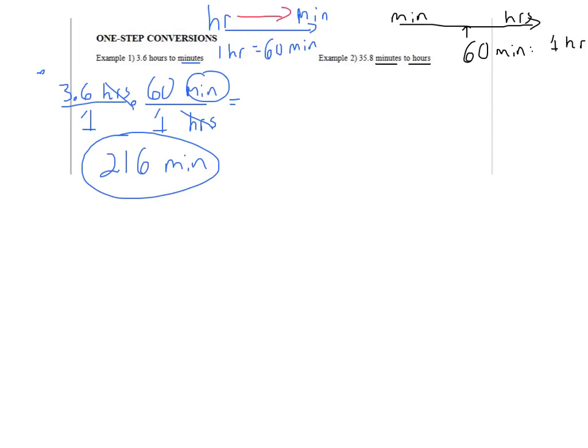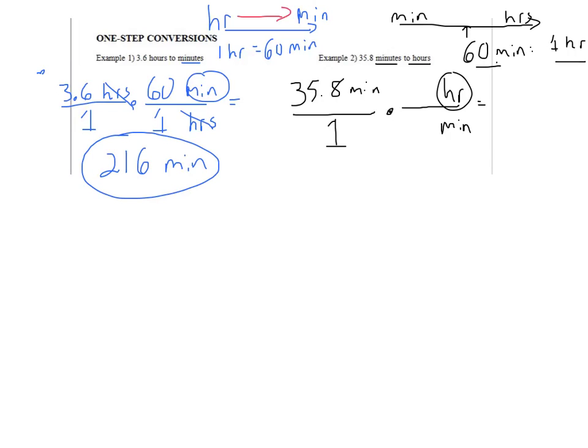Now that I have my roadmap and my numbers that show the relationship, I can start setting up my fraction. In this one, I started with 35.8 minutes. How do you write that as a fraction? Over 1. Then how do we cancel minutes, because we don't want minutes? Well, if minutes is in the numerator, you need minutes in the denominator. And it's going to hours. Hours is what we want. We circle it and write our equal sign. Now we can fill in our numbers.